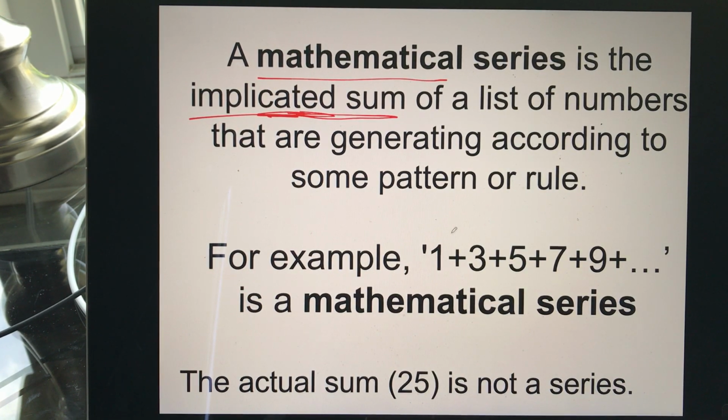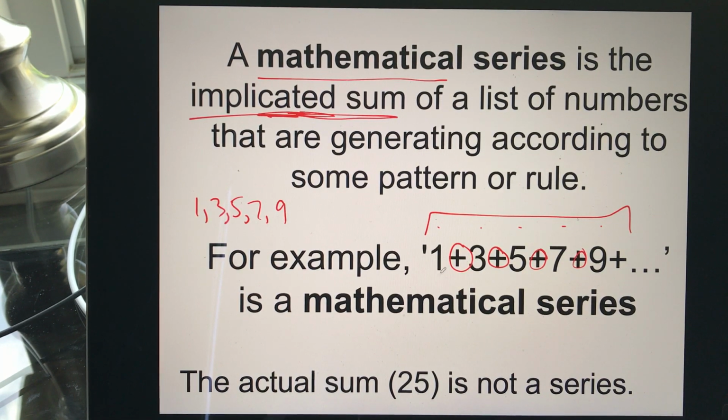So for example, 1, 3, 5, 7, 9. This is what I mean by a series. The difference: before, a sequence was 1, 3, 5, 7, 9. That was a sequence. A series is 1 plus 3 plus 5 plus 7 plus 9. That's what we mean. So it's a very subtle difference.